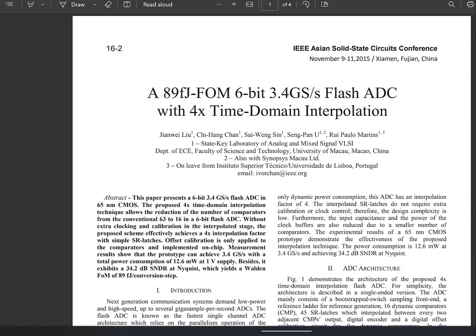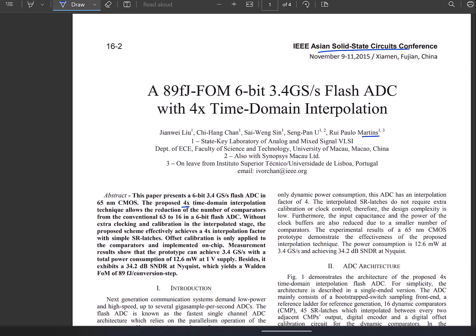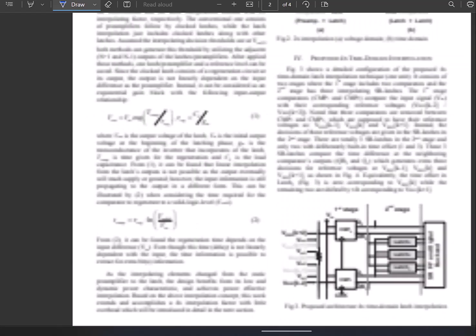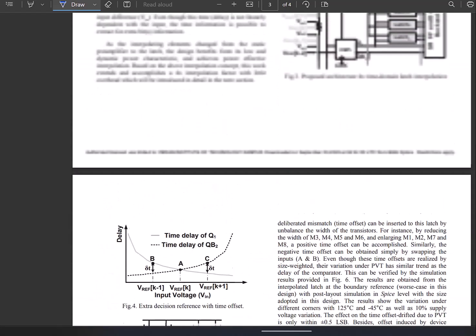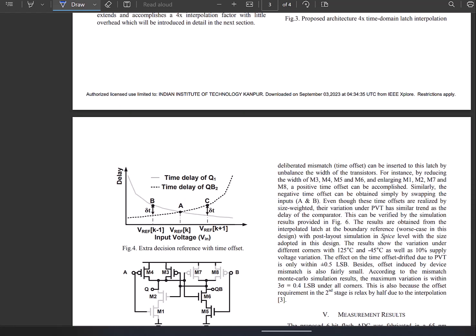So this is again from 2015, in the Asian Solid-State Circuits Conference, by Professor Martin's group. Here they have done a 4x interpolation. And what they do is this. This is the graph we also saw. This is the middle reference. At this point, the delays of the two comparators are the same.